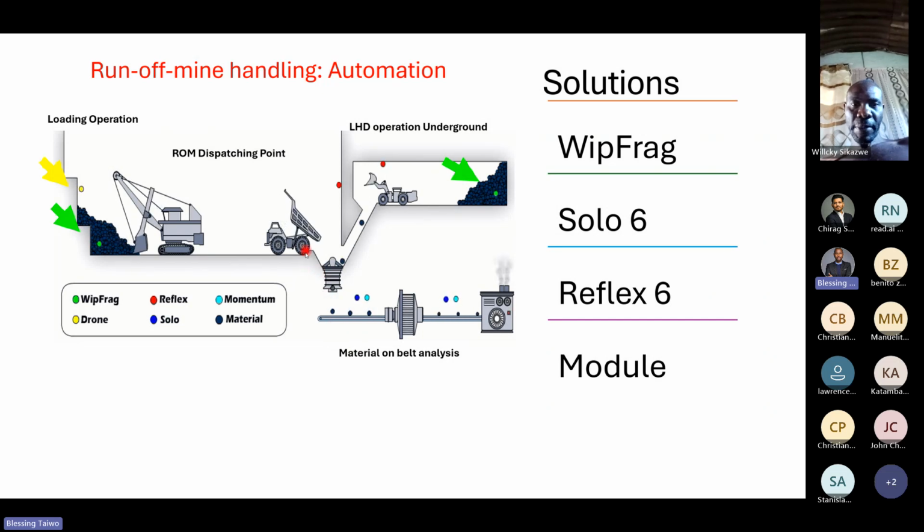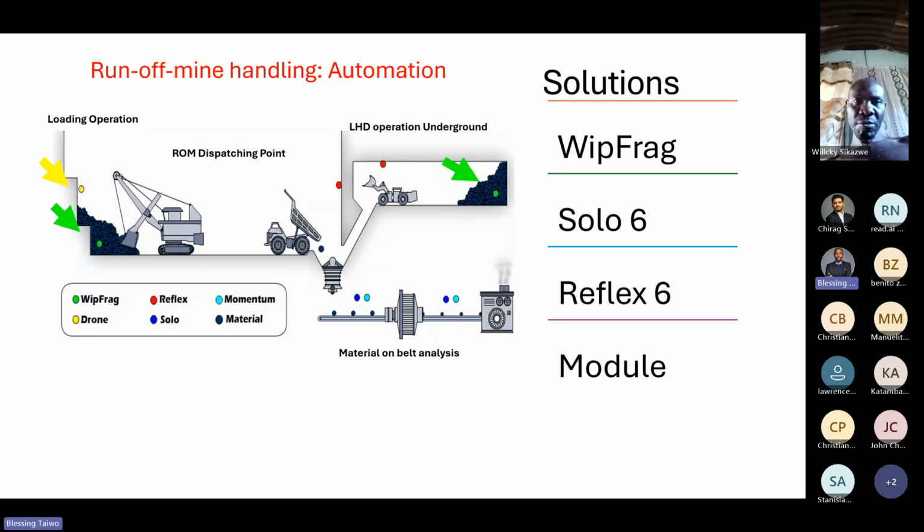So as the truck is tipping the material into the primary crusher, or as the LHD is loading the material from the draw point to the crusher inlet or to the screen, you have this camera taking the picture of the bucket. It's taking pictures of the bucket continuously as the truck is tipping, capturing different profiles of the material and analyzing this in real time.